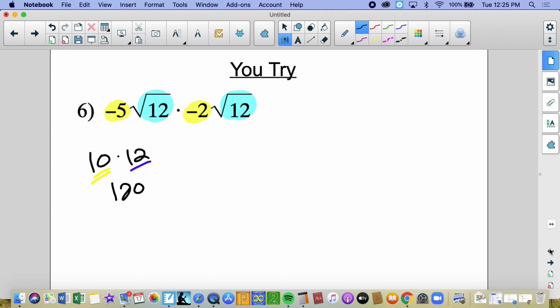Wow, too fast. So we have the coefficients. Negative 5 times negative 2 is 10. And here, I like this one. We have identical radicals, so that'll automatically pop out. We don't have to break it down into factors. They're identical, so we know that that's going to equal 12, and then we get 120.